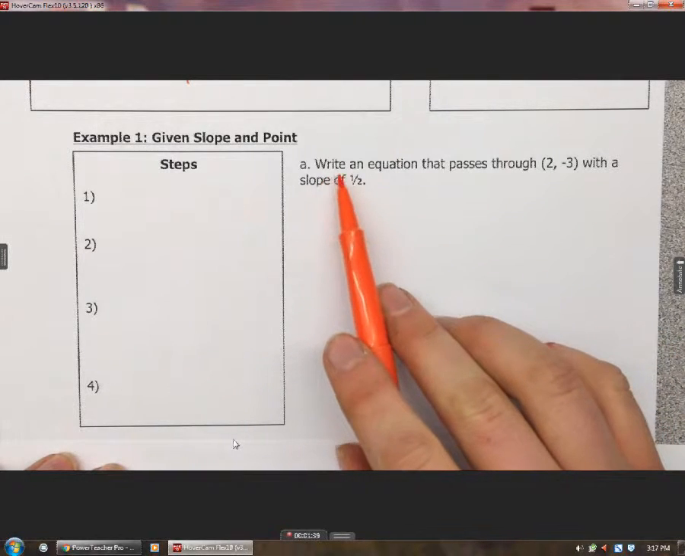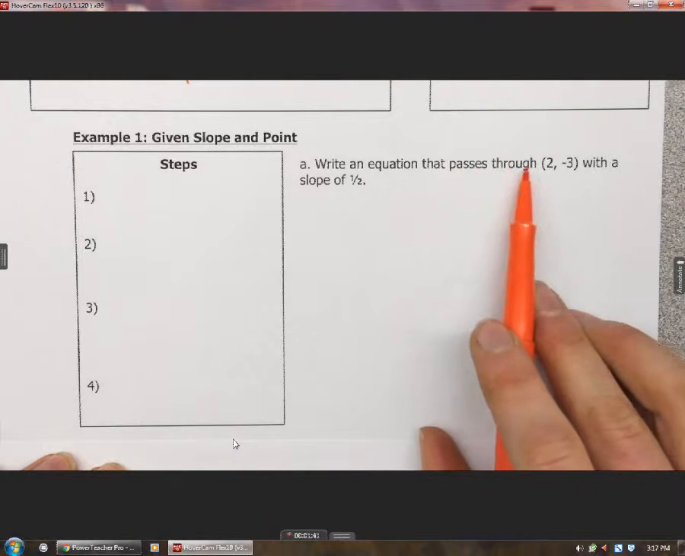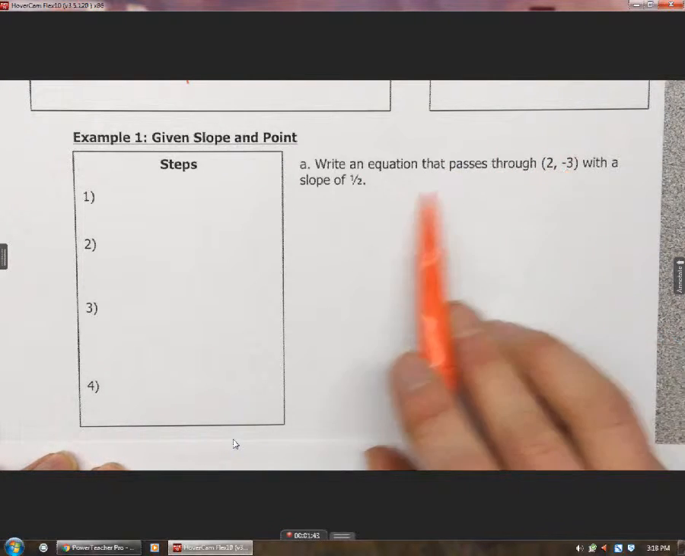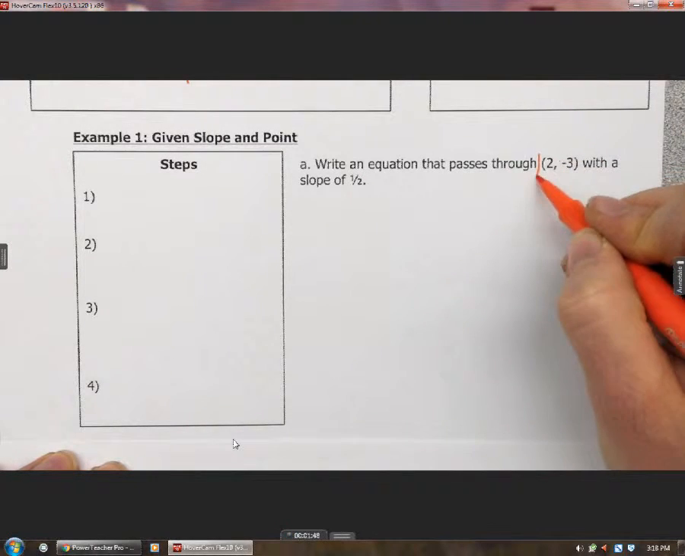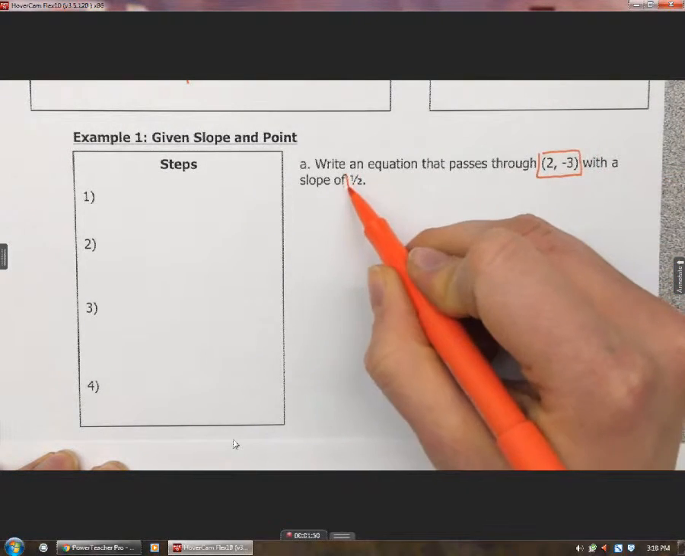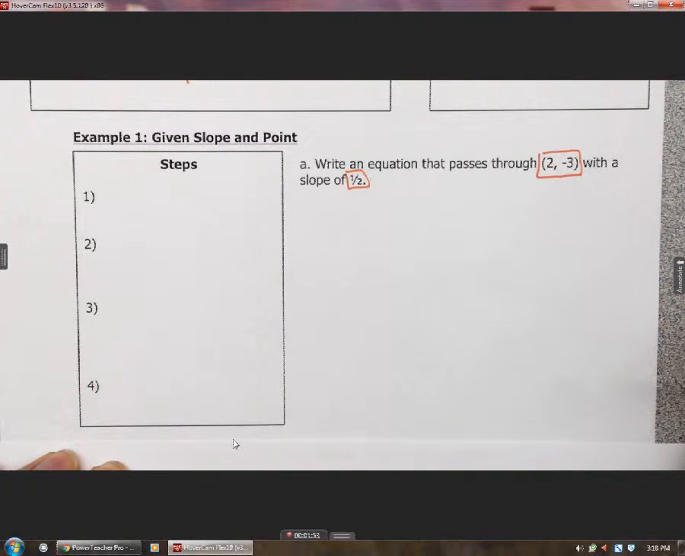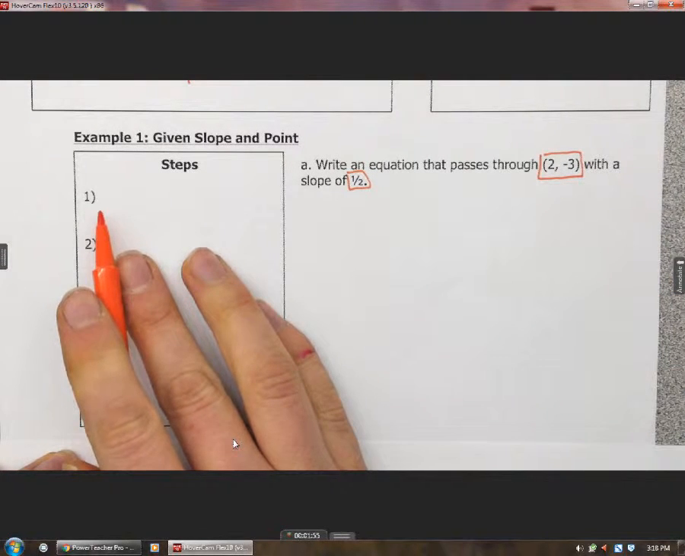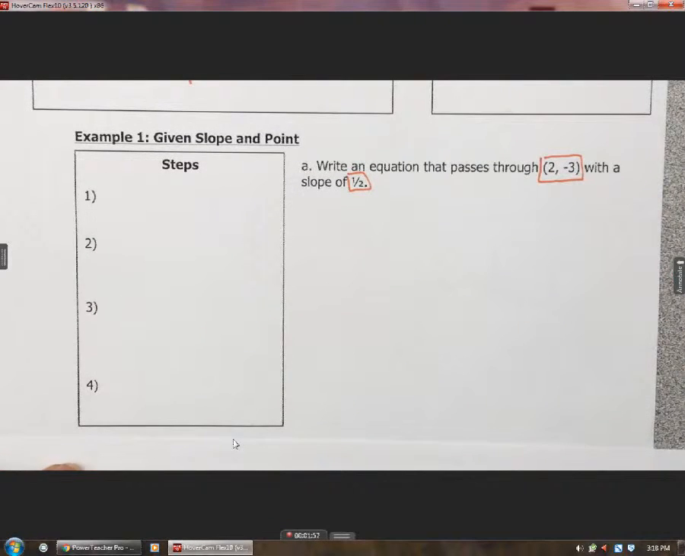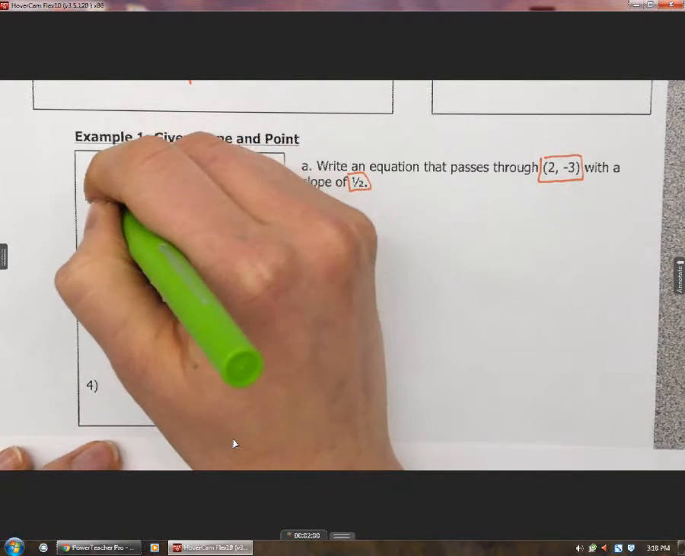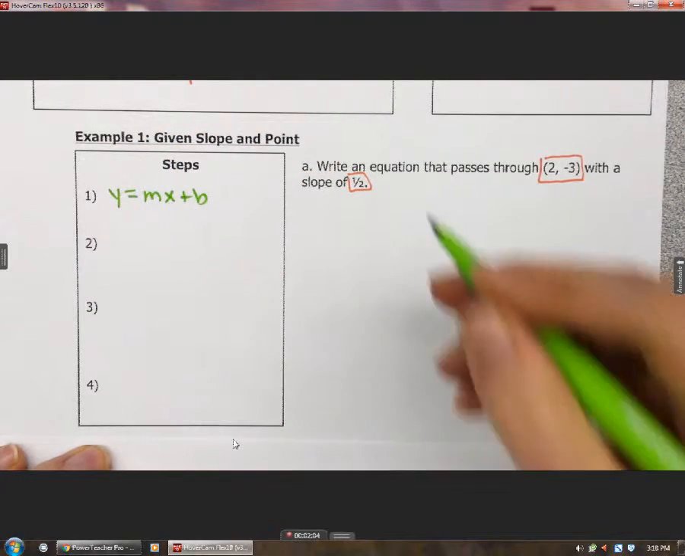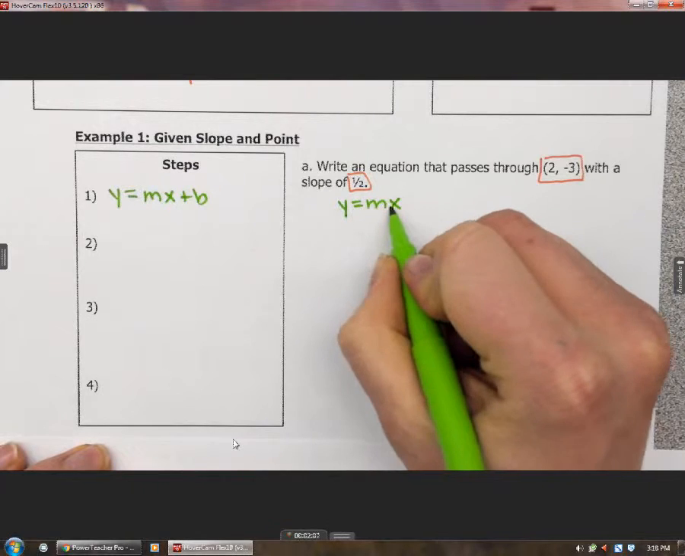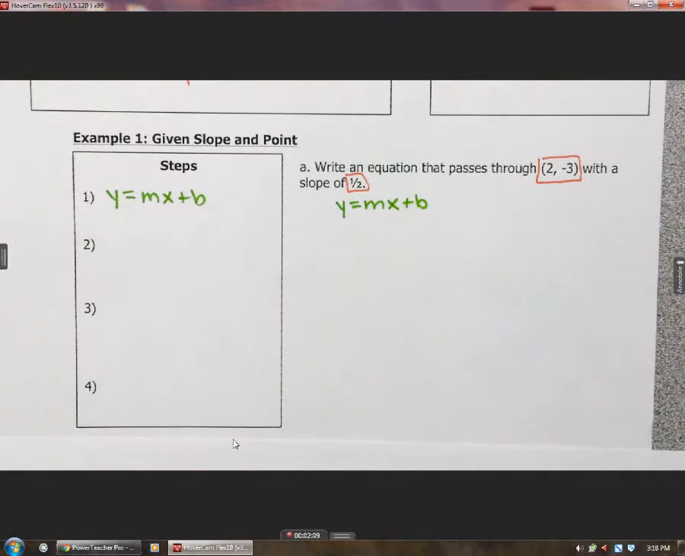They're going to give you a question like: write an equation that passes through (2, -3) with a slope of 1/2. So this is the ordered pair, this is the point, and with a slope of 1/2. Your steps over here. You just want to start out with the general equation. So you just want to write y equals mx plus b. That's step 1. So I'm just going to write that. y equals mx plus b. Do you have to do it every time? No. I'm just trying to make it clear what I'm doing.